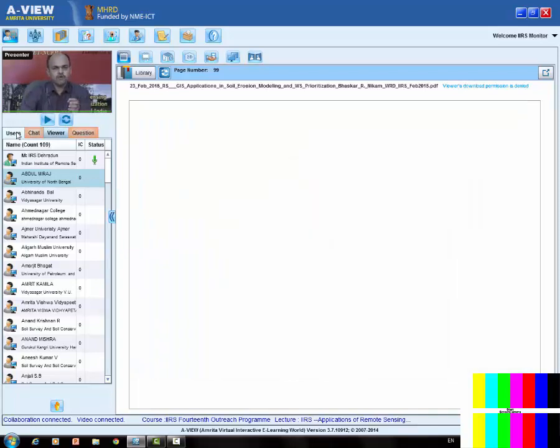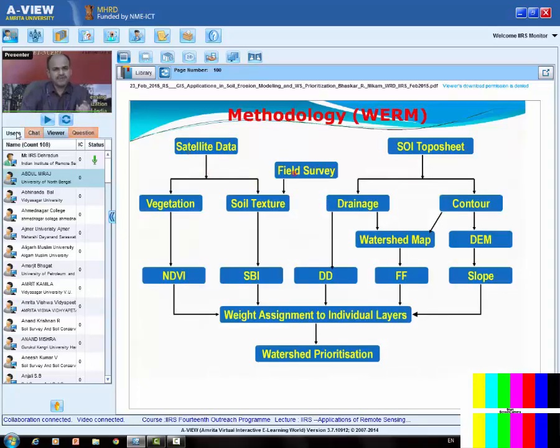First of all, let's see this watershed erosion response model, where we'll use satellite data, field survey, and topographical data like the topo sheet or the DEM. From satellite data we will calculate the vegetation index and the soil brightness index. From DEM or topographical data, we'll calculate morphological parameters like drainage density, form factor, and slope of that watershed. We will assign weightage to each of these factors based on their importance in the process of soil erosion and yield, and the final weightage layer will be prepared, and the pixels or sub watersheds having higher values will get the highest priority.